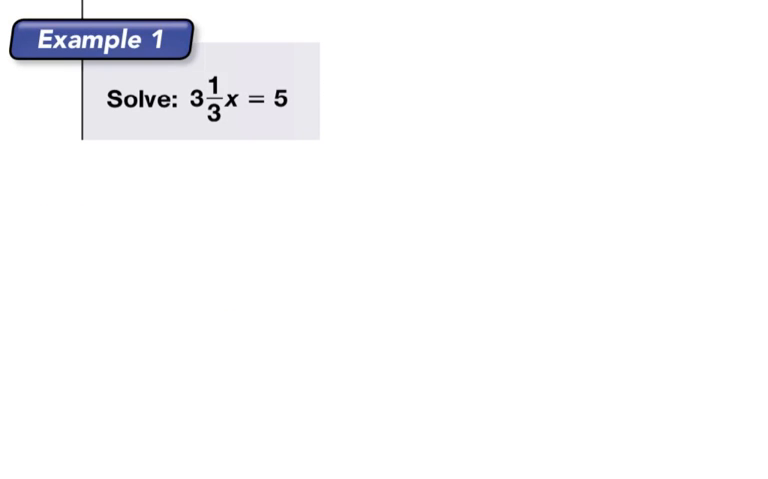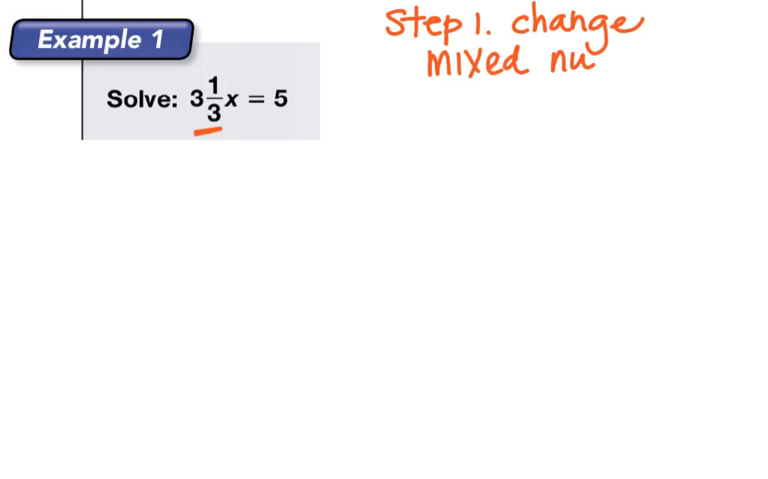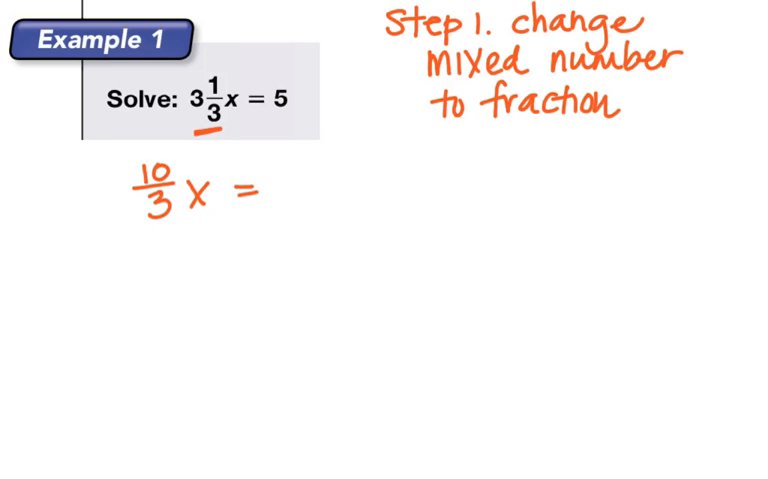Okay, so let's look at example 1. Here we have 3 1/3 x equals 5. So the first thing we should remember here is that we have a mixed number. So step 1 is we want to change our mixed number to a fraction. So let's change that. 3 times 3, 9, plus 1, 10. So we have 10/3 x equals 5.